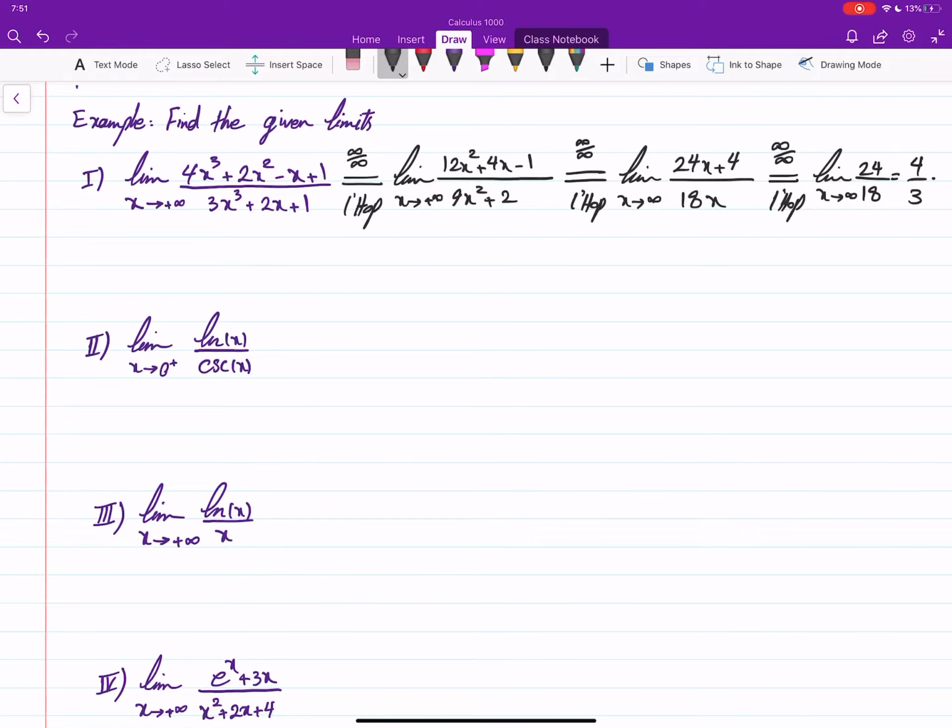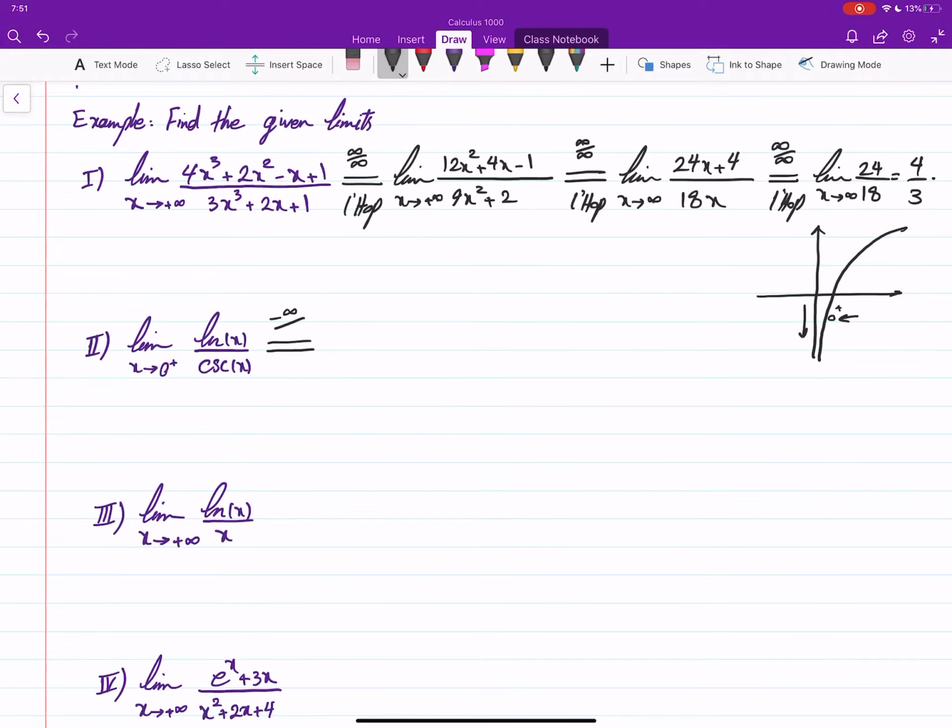Very nice. Let's do this other one. Limit of ln x as x approaches 0 plus. Well, let's just for a second look at the graph of ln x. Ln x has a graph like that, yes. As x approaches 0 plus, the ln goes to negative infinity. So we have negative infinity in the numerator.